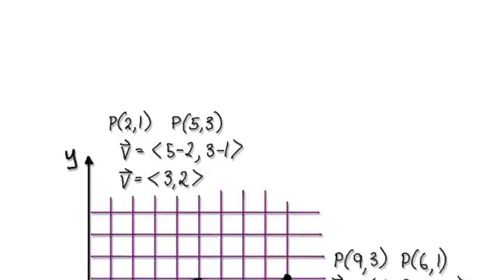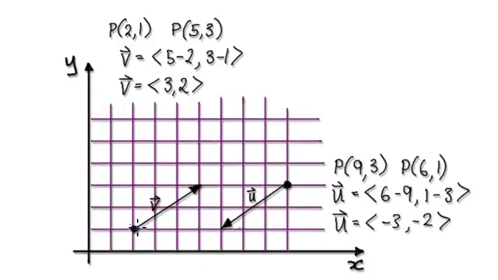So something I forgot to address in the previous two videos. If you have a vector v here and a vector u here going in the opposite direction, would these two vectors be the same?